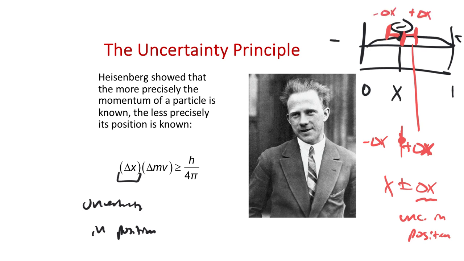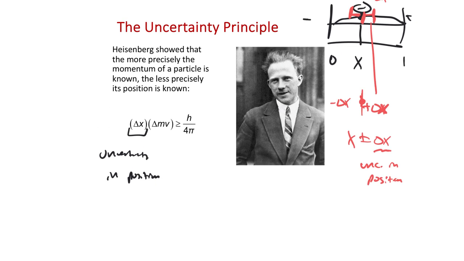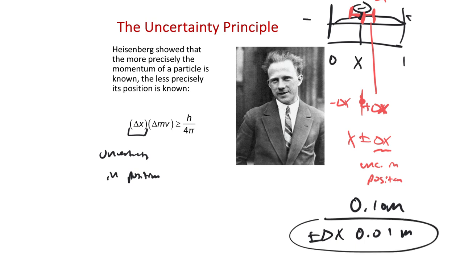For an example, if we're saying the position is 0.1 meters and the uncertainty, the plus or minus, is 0.01 meters, it's this uncertainty that matters, not the actual position. It's like, how precise do we want to be in the measurement? And you can imagine that the smaller this number becomes, the more precisely we know it. The smaller that number goes, the greater the precision with which we know the measured position.